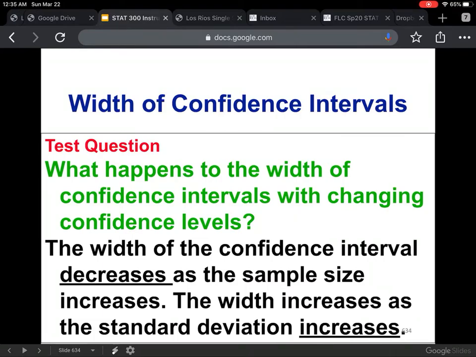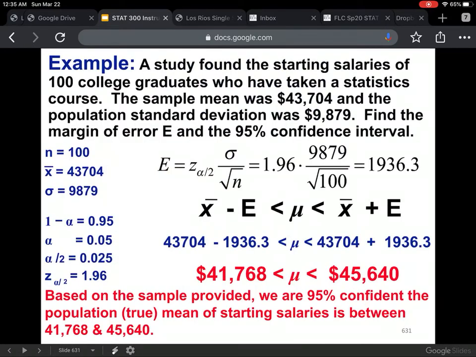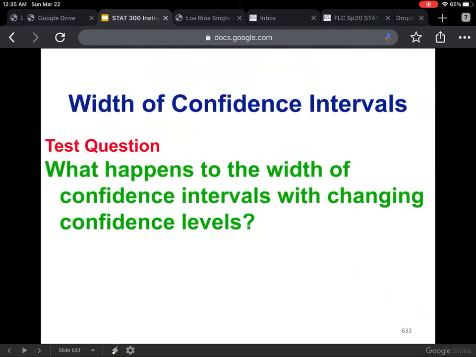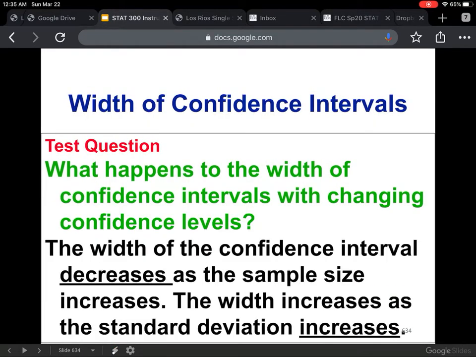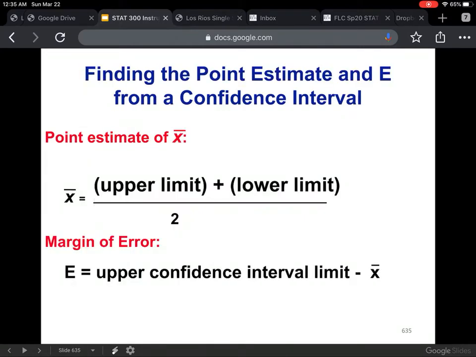And the second thing is that the width increases as the standard deviation increases. Again, going back to the formula, if I have a bigger standard deviation for my population, that means the overall fraction is going to be bigger, and the overall fraction multiplied by the critical value is going to become a larger margin of error. That means it's going to be increasing the width of the confidence interval. So that's a conceptual thing to think about relative to the formula.